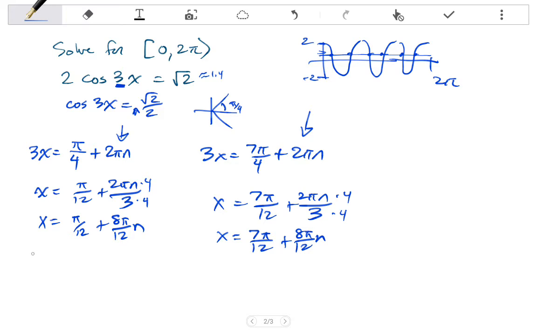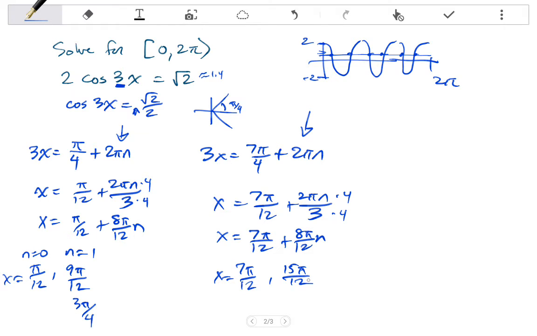Okay, alright, so let's find all of our values. First of all, when n is 0, we're going to get pi over 12, and we'll also get 7 pi over 12. When n is 1, you're going to add 8 pi over 12, so 1 and 8 will give us 9 pi over 12, and over here when we add 8, we will also get 15 pi over 12. While we're at it, 9 pi over 12 is the same thing as 3 pi over 4, so we'll just reduce that. And over here, 15 over 12 will reduce to 5 pi over 4. Okay, so those are going to be technically our reduced values there.